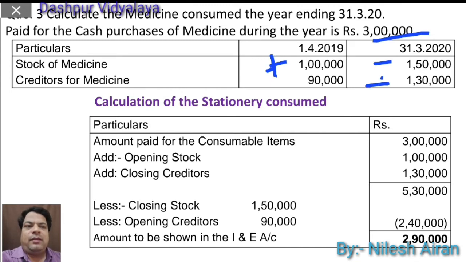Closing means at the end of the year 1,30,000, that will be added, and outstanding at the beginning means related to the last year, that will be deducted. So we can get 2,90,000. That is the answer which will be recorded in the income and expenditure account. You can see the amount related to the current year, that will be added and amount related to the last year or next year, that is deducted.